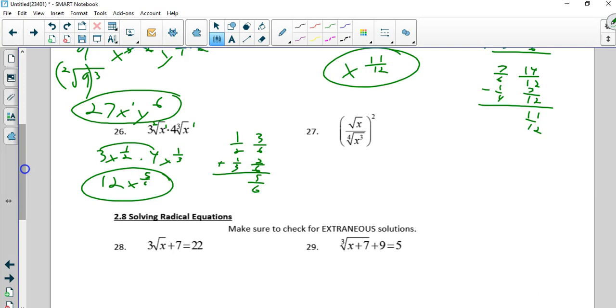Okay, first we're going to rewrite this as x to the 1/2 over x to the 3/4. Then we're going to send the 2 in here and there. Well, 1/2 times 2 is just 1. And 3/4 times 2 is 6/4, or 3 halves.